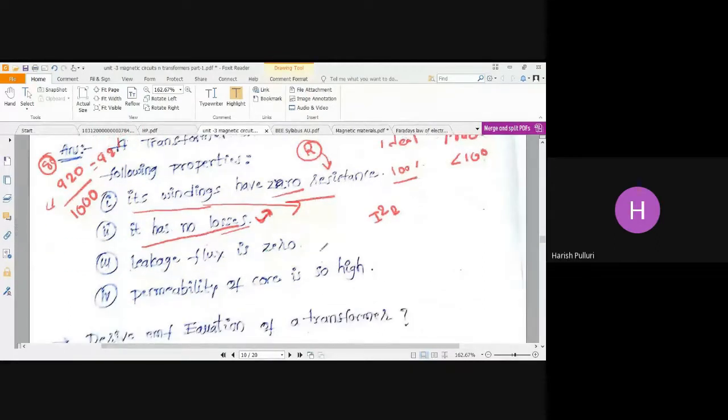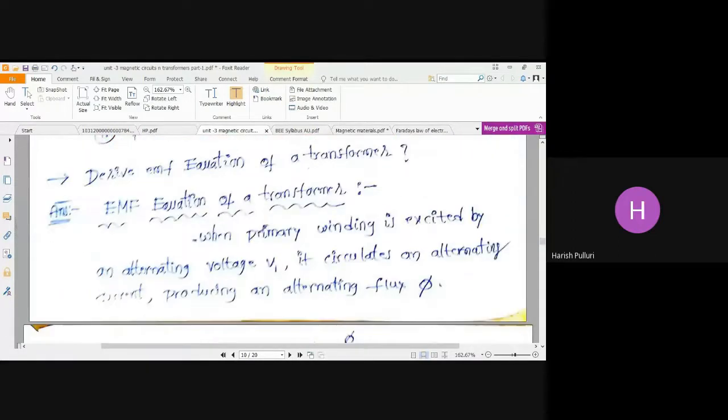Similarly, there is no leakage of flux and permeability is high. So these are the main points which tell us whether the transformer is ideal or practical. In the case of a practical transformer, permeability is a little bit low, leakage flux exists, and loss also exists. So those are the differences.